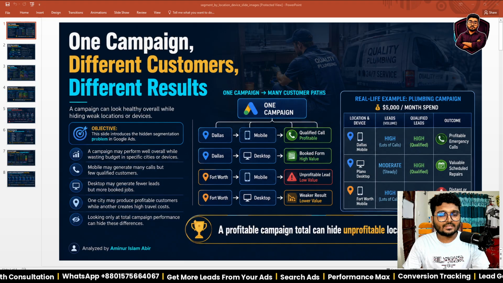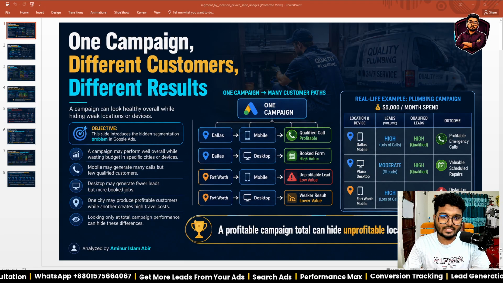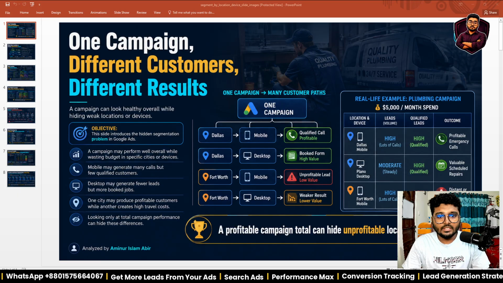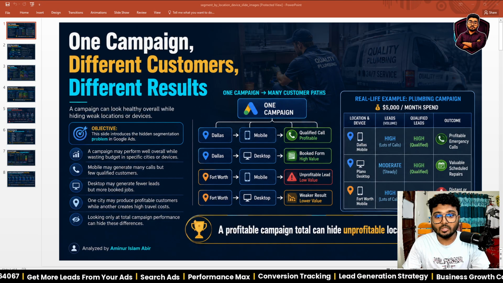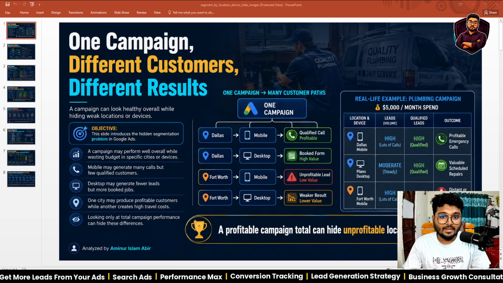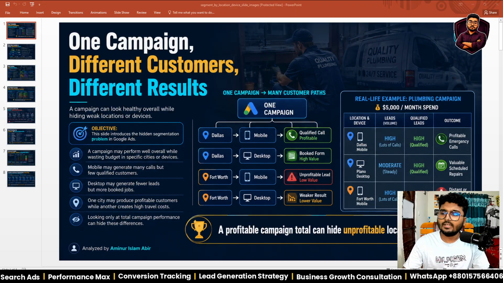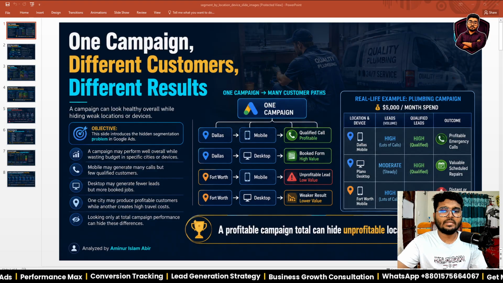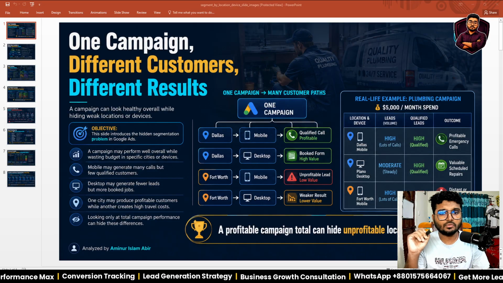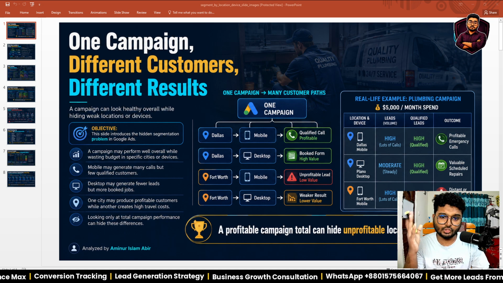Today we are going to discuss an important Google Ads question. Should we separate campaigns by location or device? A campaign may appear profitable when we look at the total result. But underneath that total, one city may be generating valuable customers while another location is quietly wasting budget. In the same way, mobile may generate many calls, but desktop may produce more booked and profitable jobs.